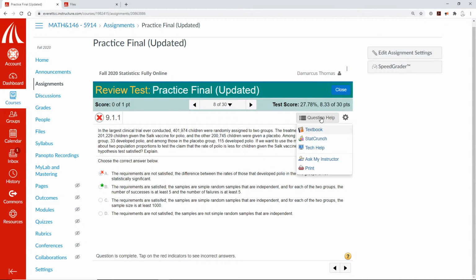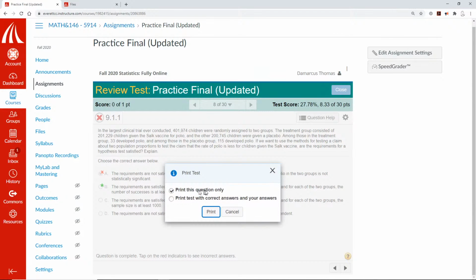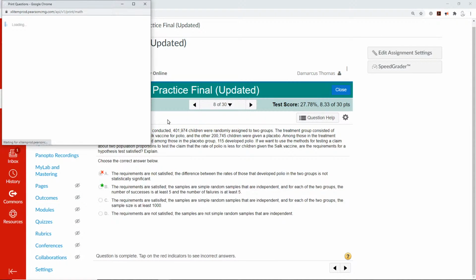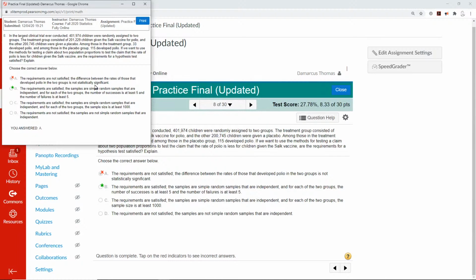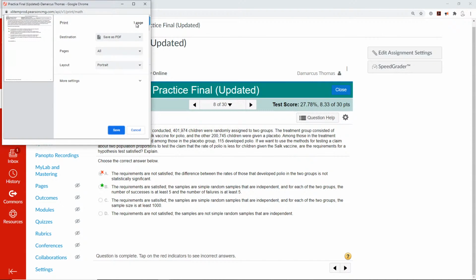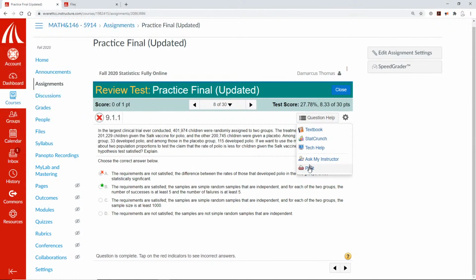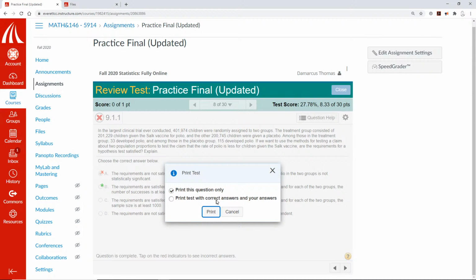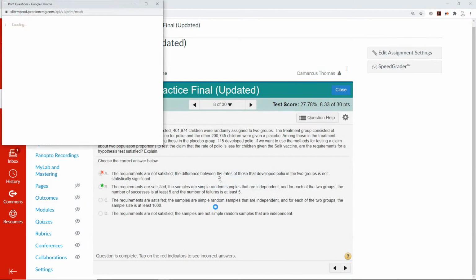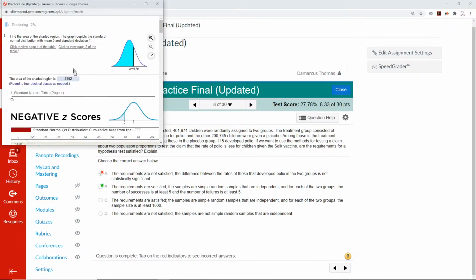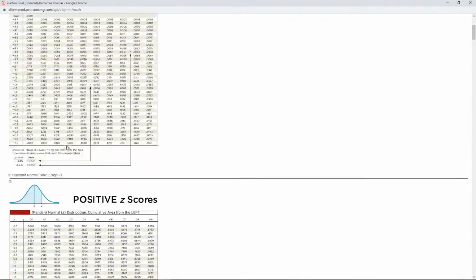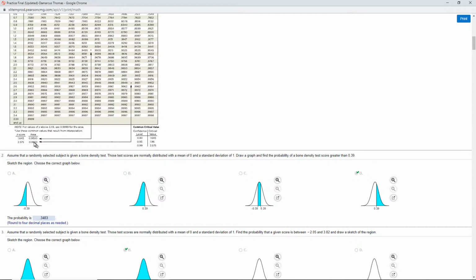All right, so this is what you can do. You go to question help and then go to print. And then it will ask you to print this question or print the test with the correct answers. You're going to print it with the correct answers so that you can see the rest of the questions. I think I just hit print. Okay. So I want all 30 questions. They actually give you a table, which is very nice. And notice in the table they give you some of the common Z-scores for different areas.